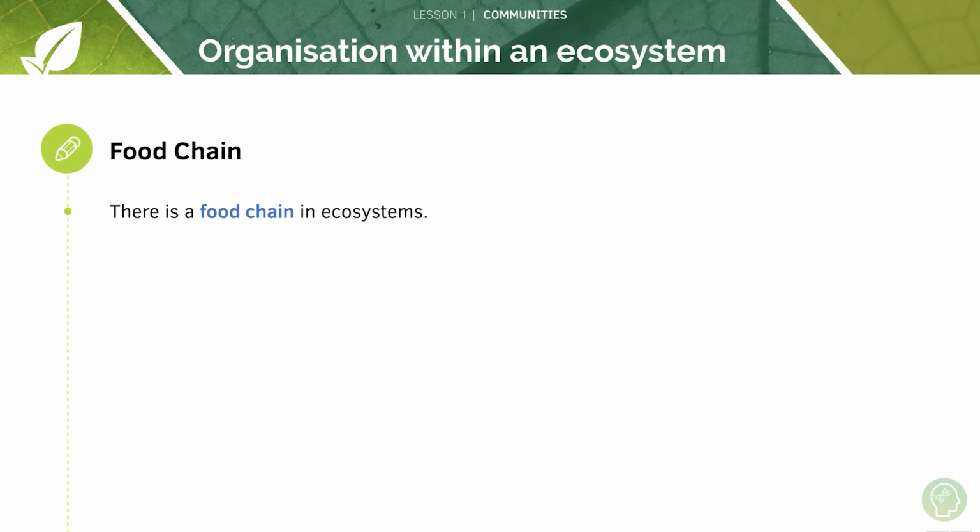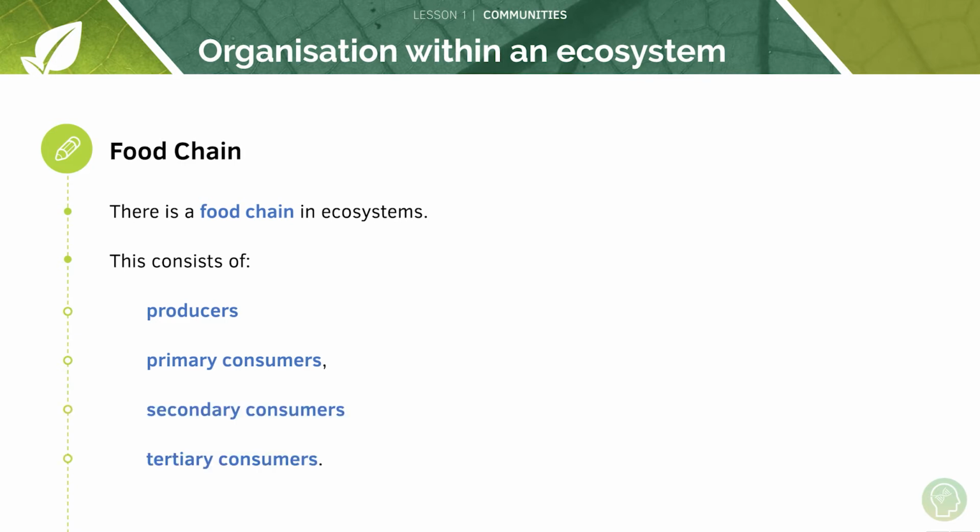Now, there is a food chain in ecosystems, and this consists of our producers at the bottom. They get eaten by our primary consumers, which get eaten by the secondary consumers, which get eaten by the tertiary consumers. So again, there's a really nice little hierarchy. And these are known as trophic levels. This will be covered in a lot more detail in a later tutorial, so don't worry right now if I've skimmed over that, but just for you to know, there is a food chain within the ecosystems that we look at.